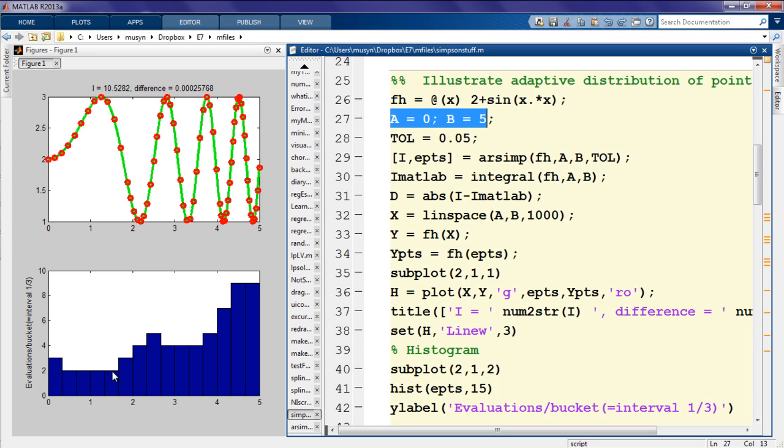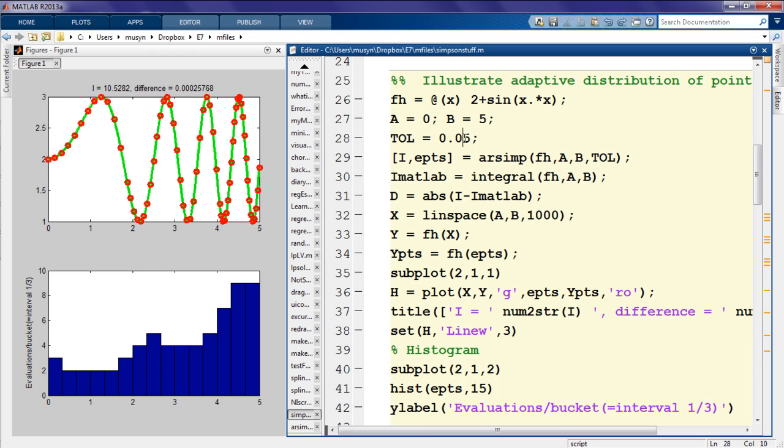There are 2 points in many buckets. Then it gets a little steeper, and there are up to 5 points in a bucket. And it holds steady at about 4. And then as the function rapidly varies more and more, the adaptive algorithm has put more and more points in each bucket: 9 points in this last 1/3 interval.